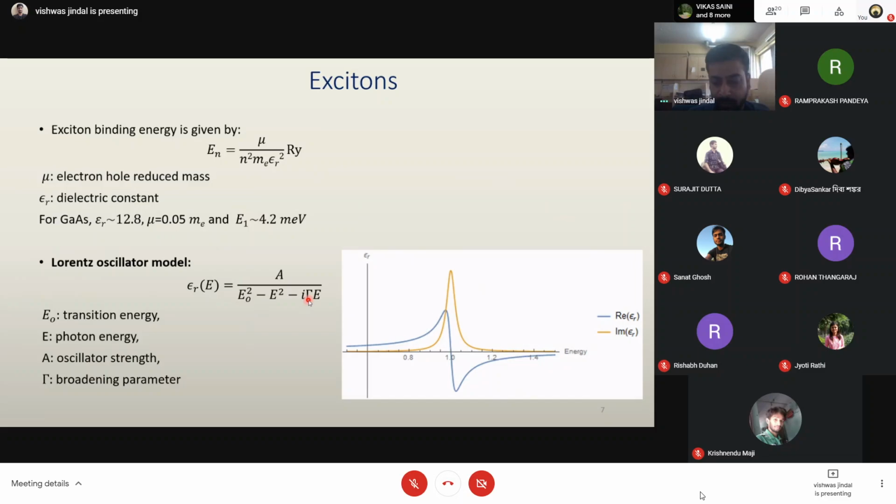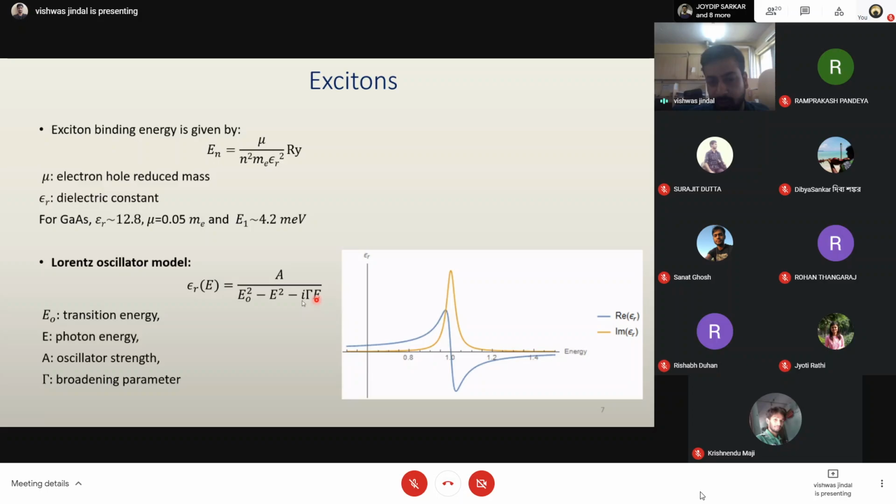In the real world, whatever sample you measure, theoretically these excitons should be delta peaks with very small broadening, but you never find such delta peaks. You actually find some broadening related to the feature. That's why you introduce this gamma, which is your broadening parameter.